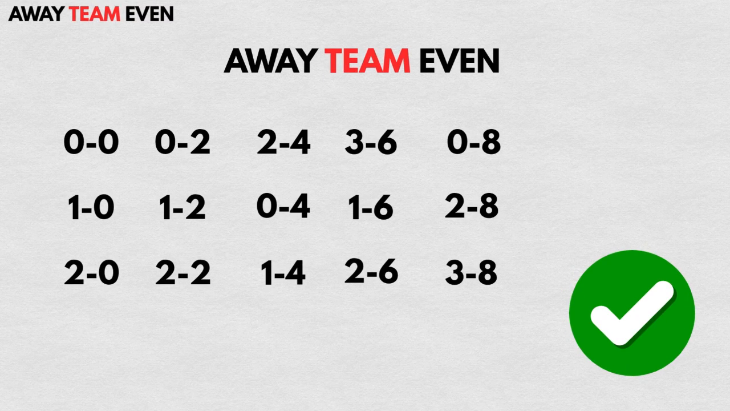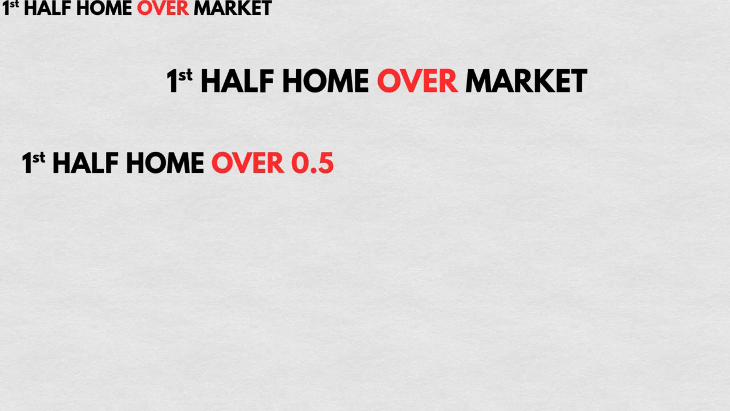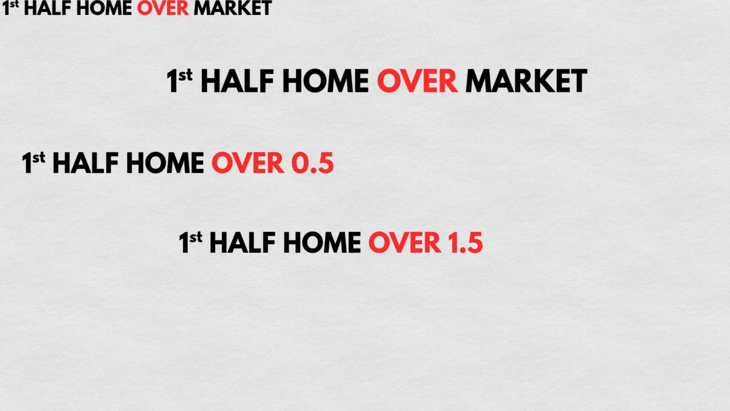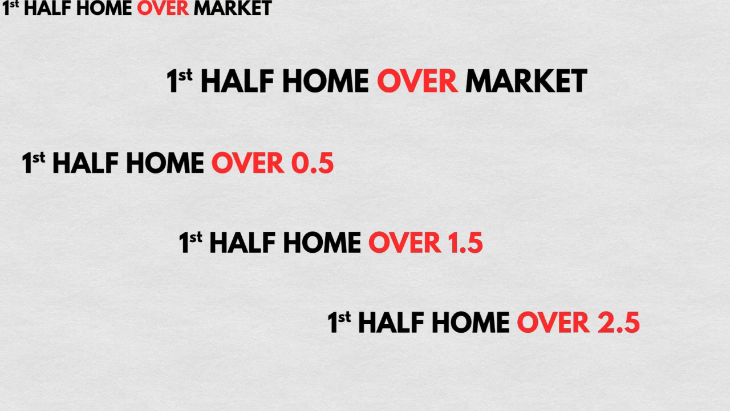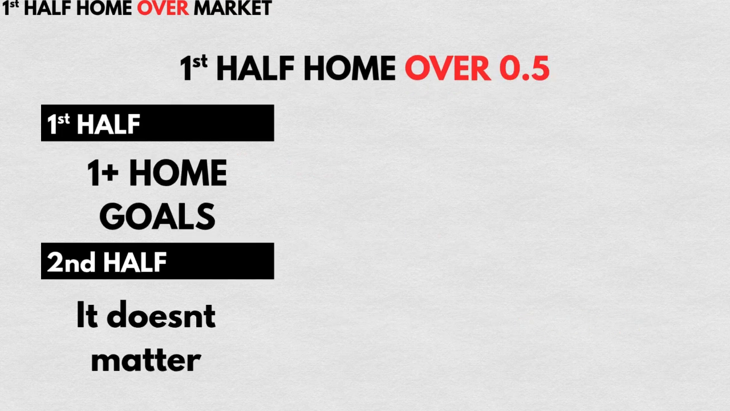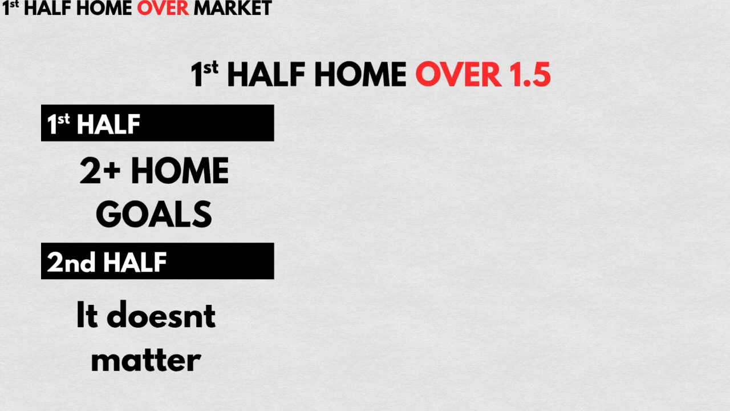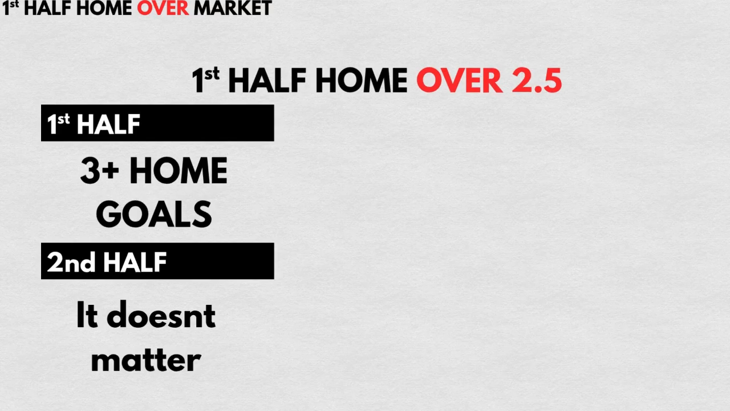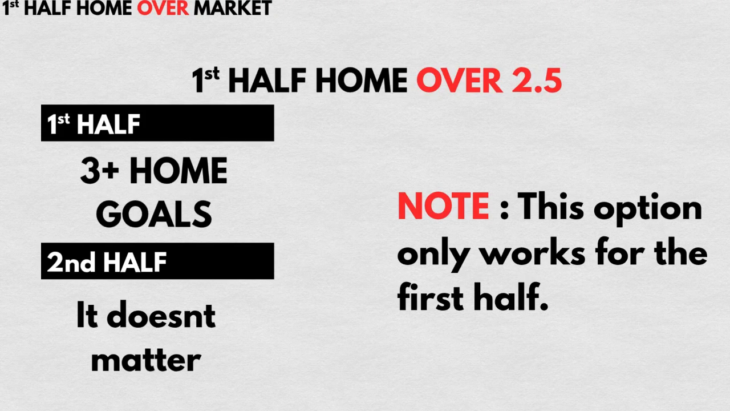If you select the first half home over 0.5, 1.5, 2.5, that means you're expecting the home team to score one or more goals for the home over 0.5, two or more goals for the home over 1.5, and three or more goals for the home over 2.5. Note that all these must be scored in the first half if you are selecting this option.